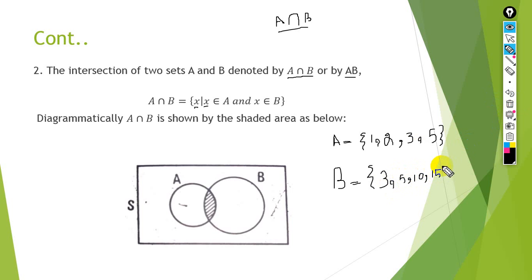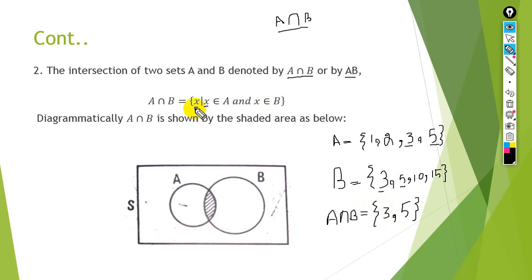Now if we want to take A intersection B, what will be the answer? The answer will be the common elements between A and B. So what are the common elements? 3 is here and it is also present in set B, 5 is here and 5 is also here. So 3 and 5 are common elements and the remaining are not common. So this will be the set of A intersection B.